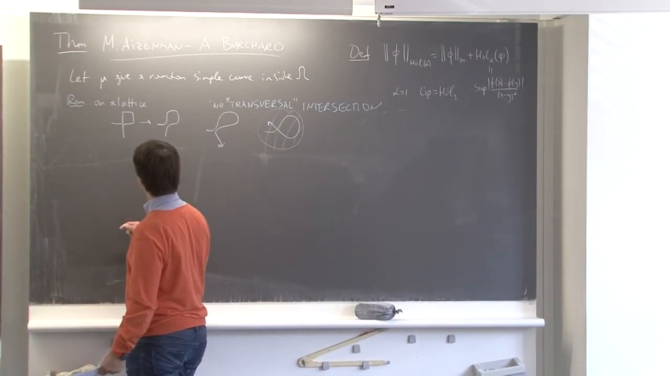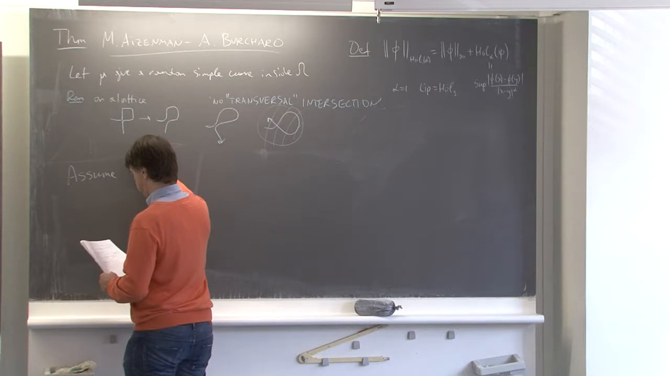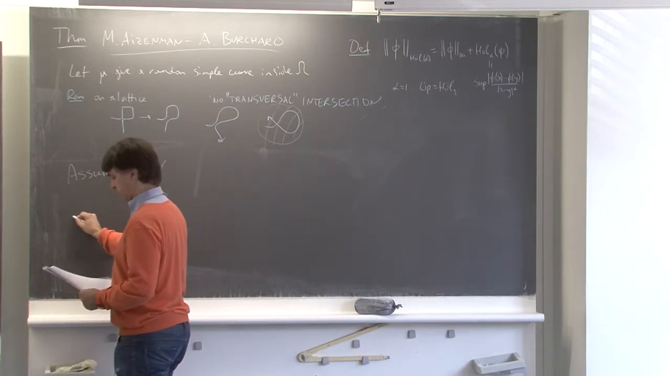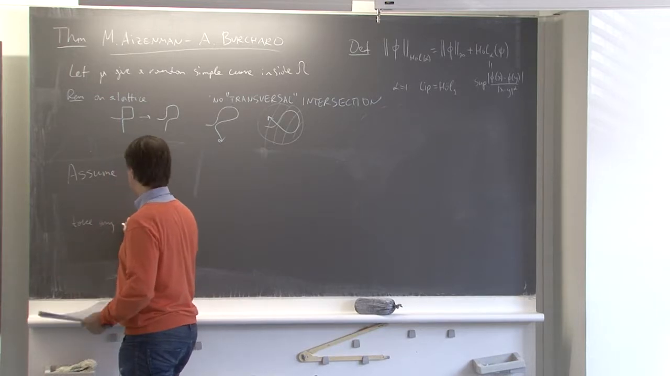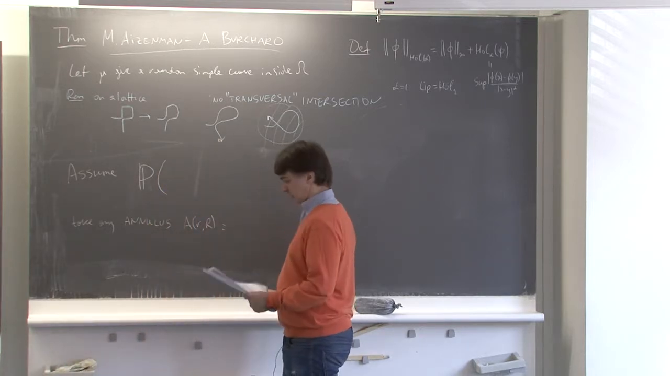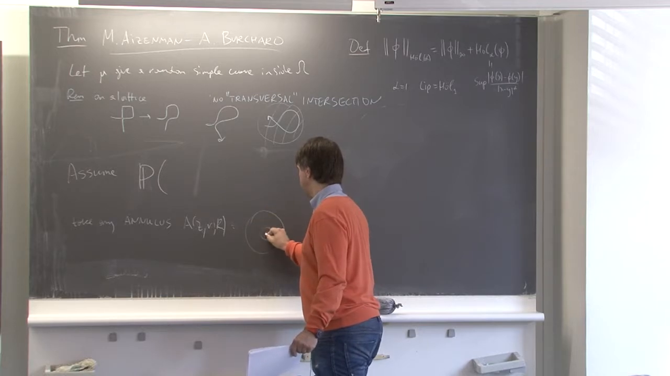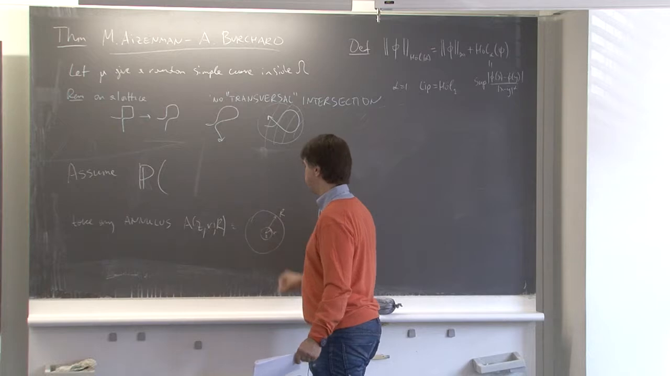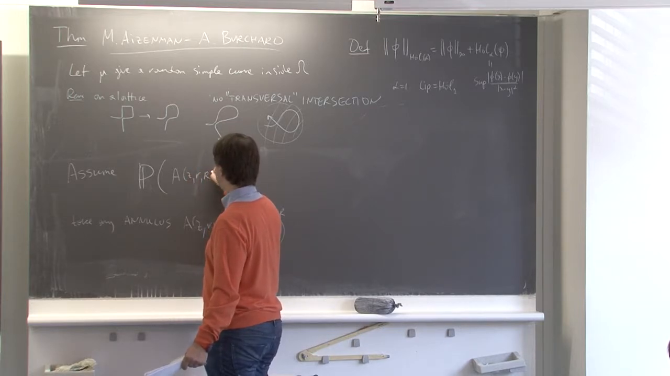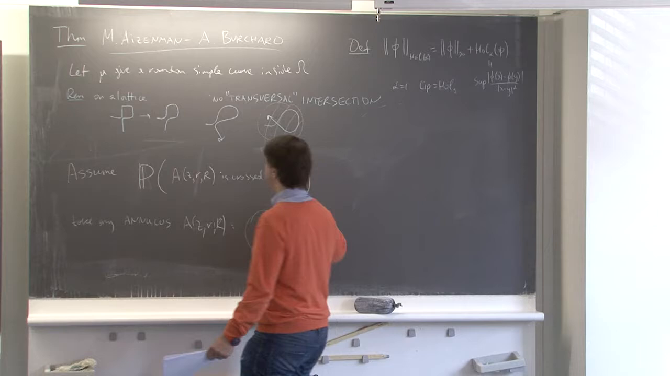Now let's assume one condition on the probability. Take any annulus A(z, r, R), with r small and R capital. So this is an annulus around point z with two radii, r small and R capital. Then the probability that A(z, r, R) is crossed k times, there is a uniform bound on that.